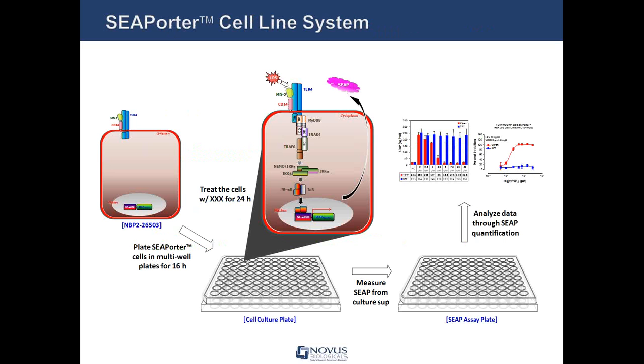For the SEAPorter cell-based assay, you can use any multi-well plate. You can plate SEAPorter cells in a multi-well plate for 16 hours, and then you can treat the cells with agonist or ligands, or agonist plus antagonist, for 24 hours. And then you can measure SEAP from the culture supernatant, and analyze the data through SEAP quantification.